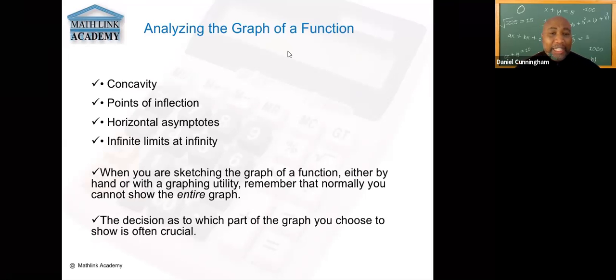Find the concavity. Also find the point of inflection. At times you may have to find the horizontal asymptotes. And then infinite limits at infinity. These are basic things you want to analyze before you take the graph or make the sketch of the graph.